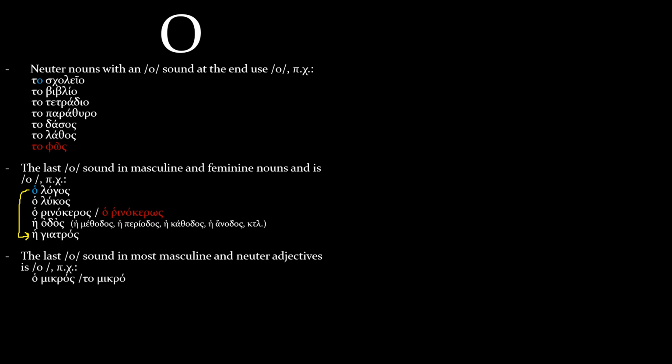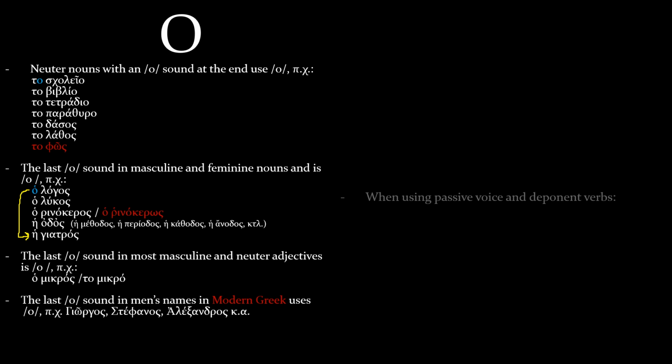Another one: when the last O sound in most masculine and neuter adjectives is omicron. So, o mikros, the little one, to mikro, also the little one. When the last O sound in men's names in modern Greek, and this is important, modern Greek uses omicron, like Yorgos, George, Stefanos, Stephen, Alexandros, and others.